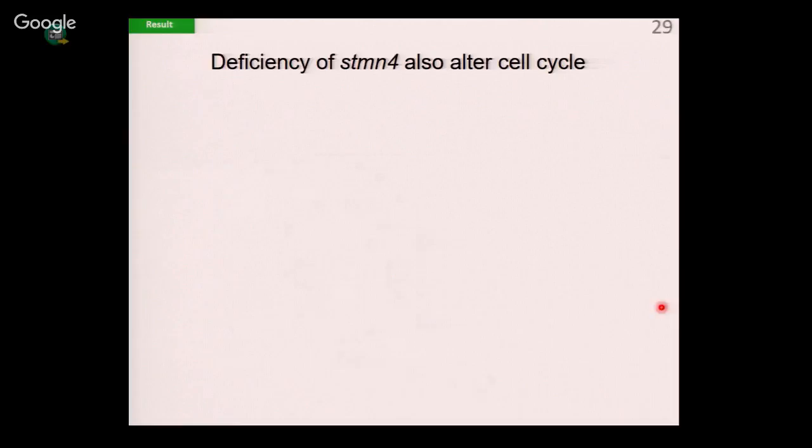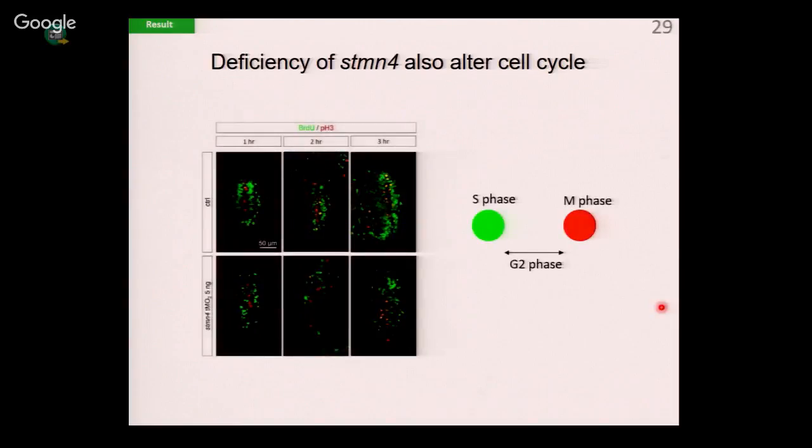As we mentioned previously, red plus green will become yellow. In this case, S phase cells are shown in green and M phase cells are shown in red. Therefore, when a cell underwent S phase, G2 phase, and reached M phase, the color will turn to yellow. The upper row is the control treatment and the bottom row is treated with STEM4 T-morpholino 2.